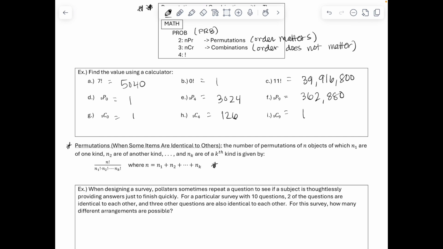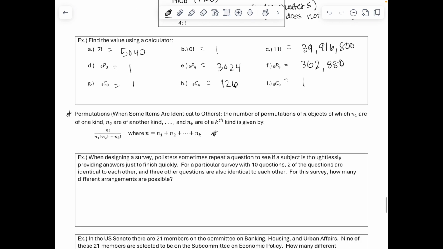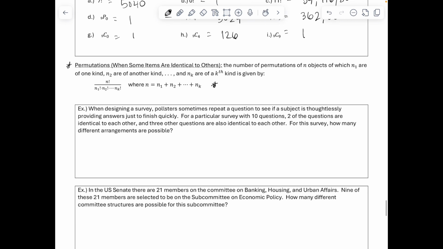So the example right below says, when designing a survey, pollsters sometimes repeat the question to see if subjects are thoroughly and thoughtfully providing answers or just trying to finish quickly. For a particular survey with 10 questions, 2 of the questions are identical to each other and 3 other questions are also identical to each other. For this survey, how many different arrangements are possible?